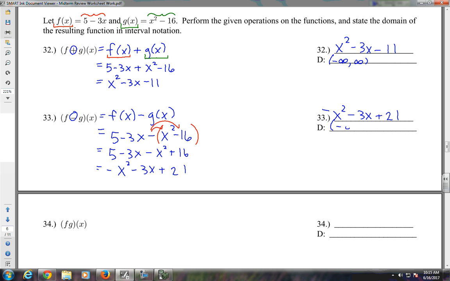Again, it's a polynomial function. If you were to graph it on your calculator, you'd see a parabola. So the leftmost x value on the parabola, negative infinity, and the rightmost x value, positive infinity. On problem 34, in this case, the operation is multiplication, but we're using the same two functions. Now, you may want to keep those handy.